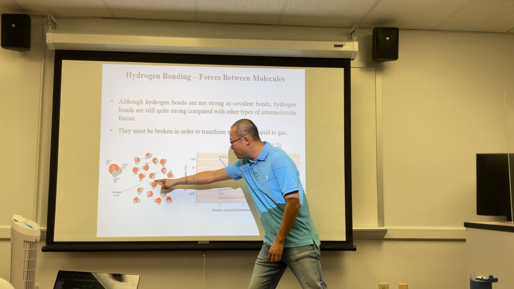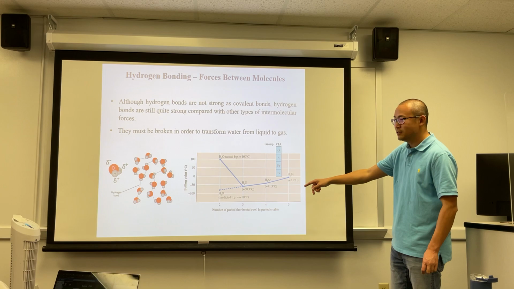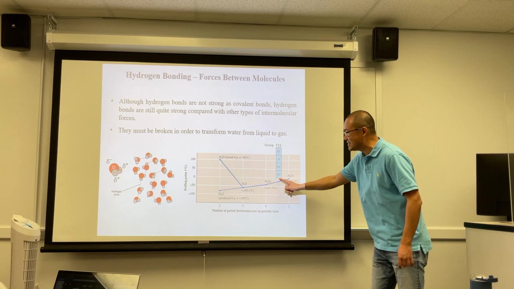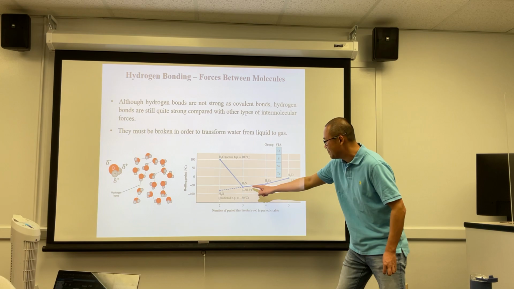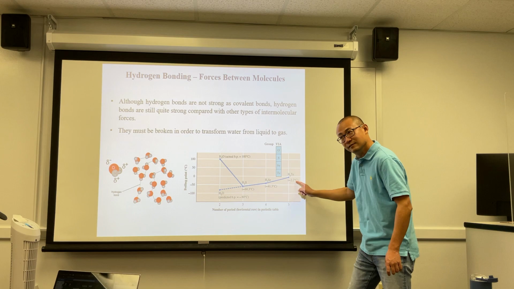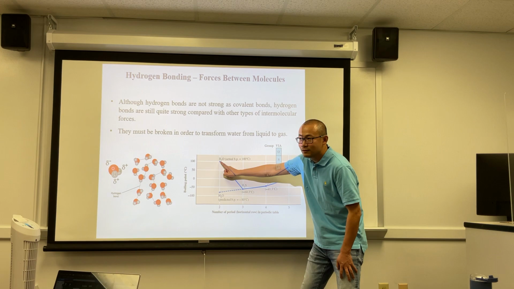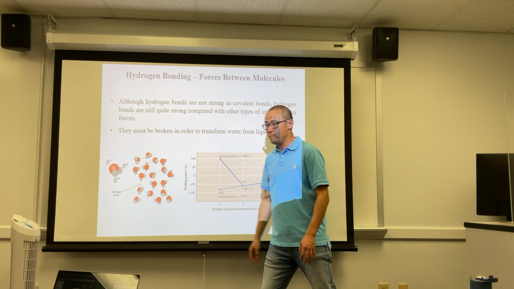You can take a look. This is the trend of H2O, H2S, H2Se, H2Te, they're in the same group. Supposedly the boiling points will be similar. You can see that H2S boiling point is minus 50 something. H2Se boiling point is around minus 40. Even H2Te boiling point is less than zero. These are all gases. But take a look at water. Water supposedly should be here, but where is water? Why? Because of hydrogen bonding.